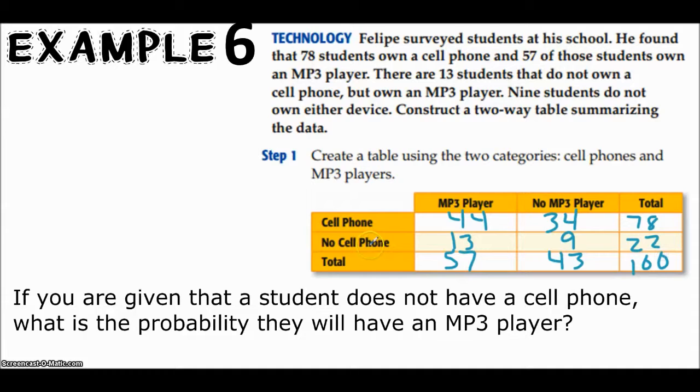So if you're given that a student does not have a cell phone, so there's 22 kids who don't have a cell phone, what is the probability that they will have an MP3 player? So 13 out of 22 is going to give me 0.59 probability, or 59%.